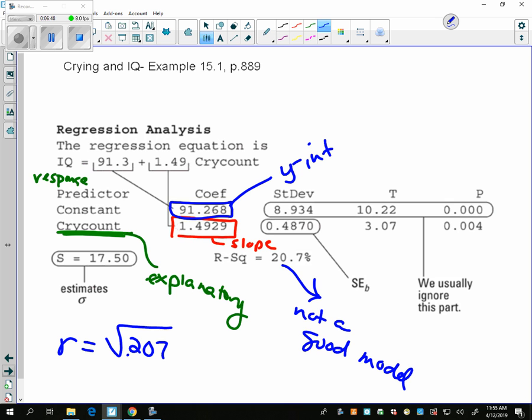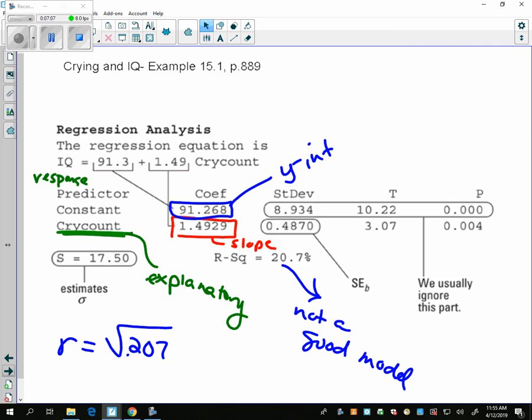remember that when you take the square root of this, you have to determine the sign based on the slope. Remember that? So if it was a positive slope, then your r would be positive. This is obviously going to be positive because it's squared, but if your slope was negative, then you'd have to make your r negative. So whatever the number comes out to be.